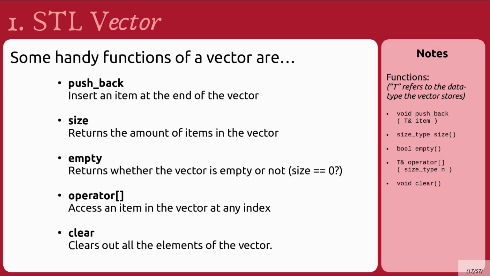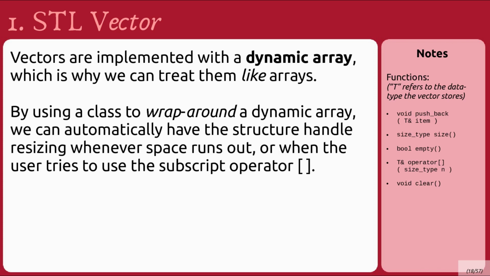So again, vectors are implemented with a dynamic array, which is why we can treat them like arrays. By using a class to wrap around a dynamic array, we can automatically have the structure itself handle resizing whenever space runs out, or handle returning an item whenever the user tries to access something at some index using the subscript operator.